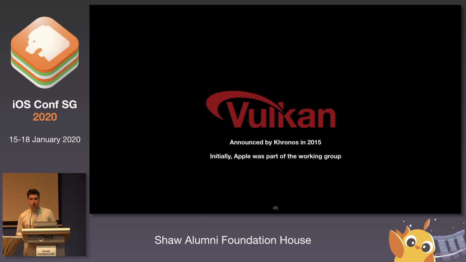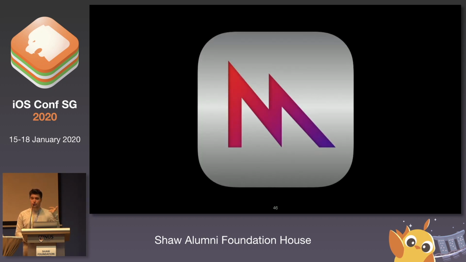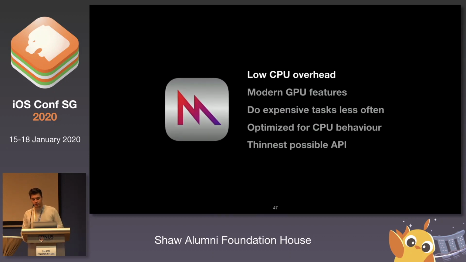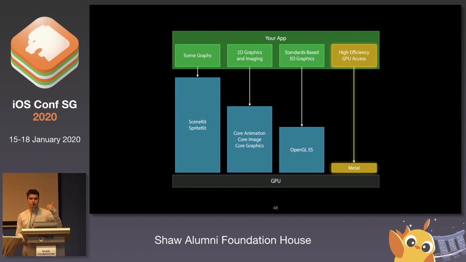And as we know, Apple doesn't like standards, doesn't like playing in games, so they decided to introduce their own API. It's called Metal, and this is what we are going to focus on today. So the key aspect of Metal is that it is designed to be very low CPU overhead. This is how it compares to, for example, OpenGL or even more high-level frameworks.